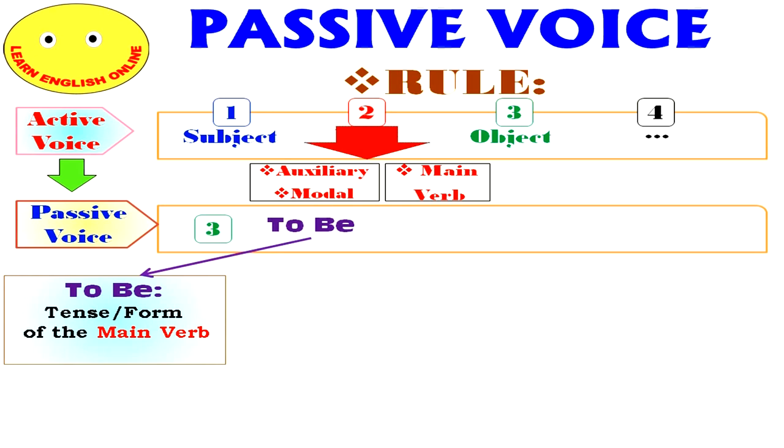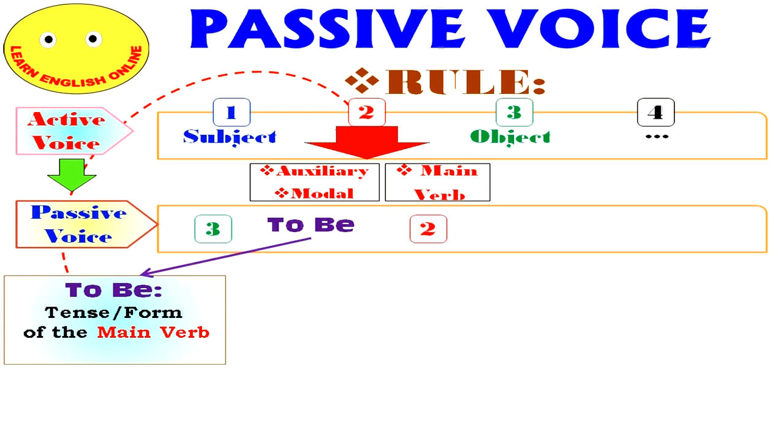For example, if the sentence in the active voice includes the verb in the present continuous, then to be must be in the present continuous. If part number 2 in the sentence in the active voice is in the past perfect simple, then to be must be in the past perfect simple. So to be depends on the form or tense of the main verb in the active voice.